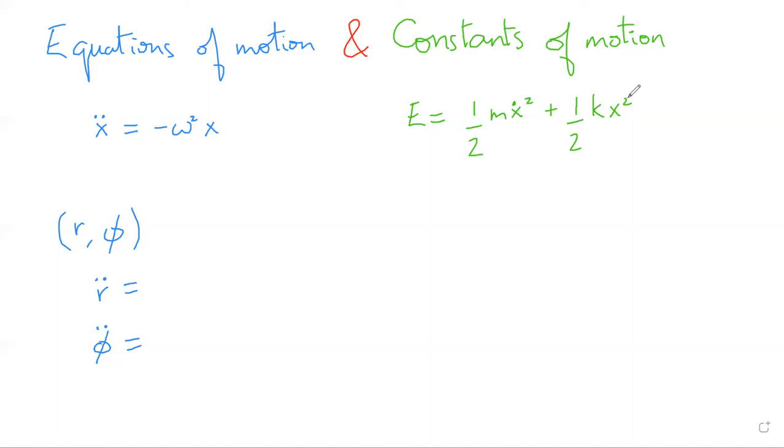How do we show that this quantity is a constant of motion? Interestingly, we can show it by using the equations of motion. What we do is we take the quantity that we claim is a constant of motion and take its time derivative.